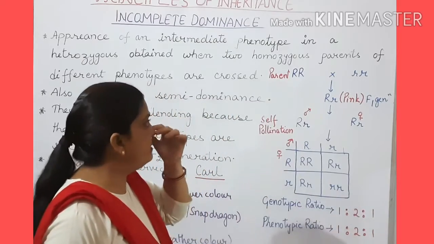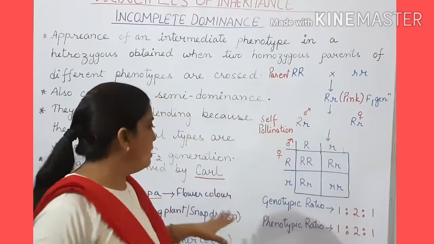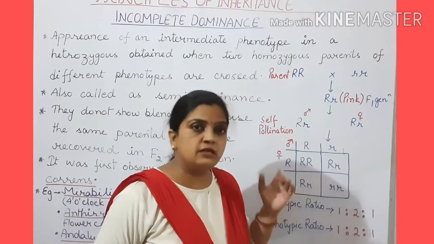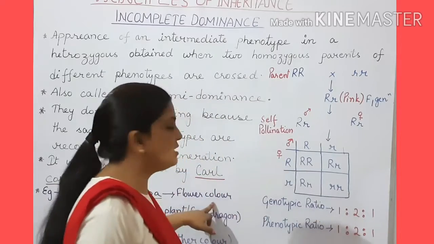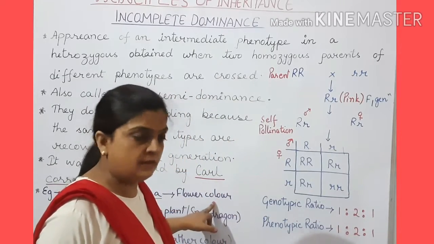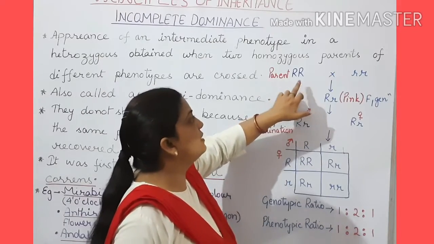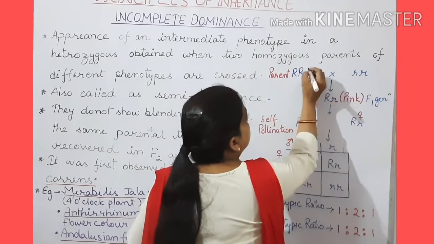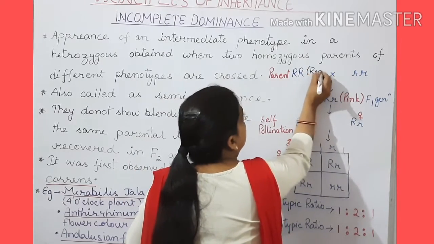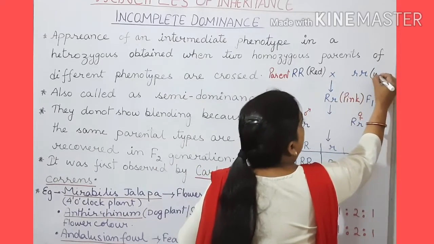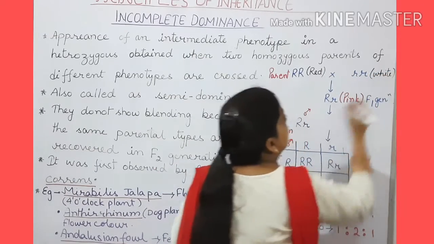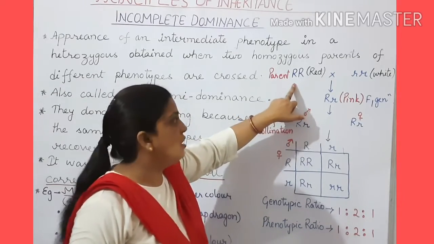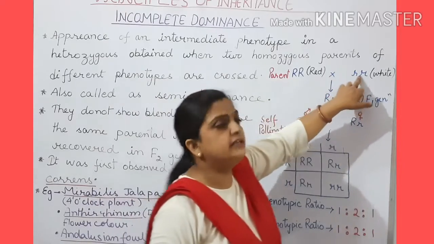Now what parents are taken? Here I am not taking the character height. I am moving along with Carl Correns' experiment, where he took the flower color of Mirabilis jalapa. So here the parent is taken, and this is flower color. Which flower color? If I take capital R capital R, it is red in color. And if I take small r, it is white in color. So these are the two traits taken by Carl Correns: red flower and white flower.